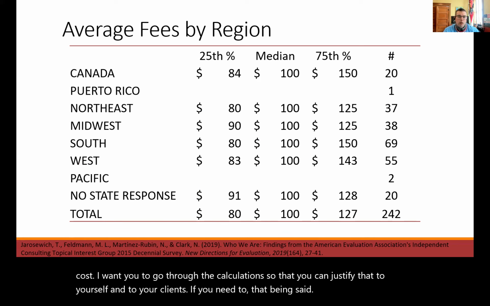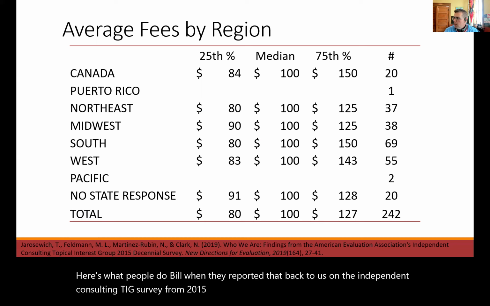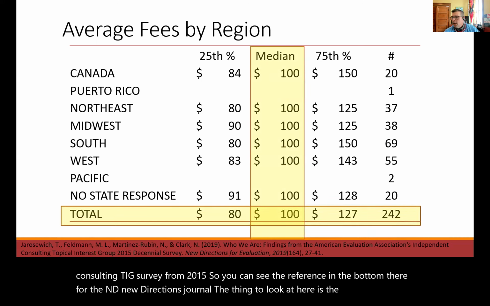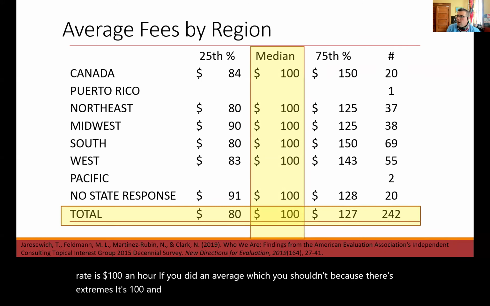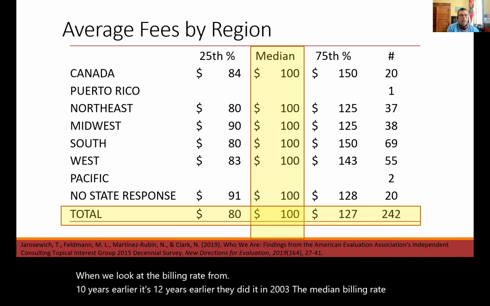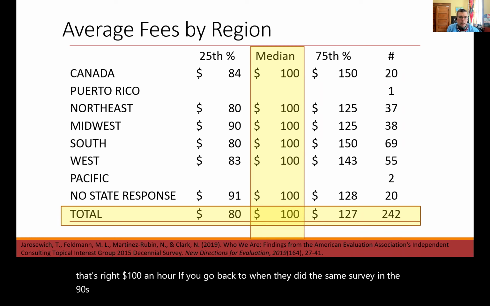That being said, here's what people do bill when they reported that back to us on the Independent Consulting TIG survey from 2015. You can see the reference in the bottom there for the New Directions journal. The thing to look at here is the median billing rate is $100 an hour. If you did an average, which you shouldn't because there are extremes, it's $125. What is fascinating about this is when we look at the billing rate from 12 years earlier, in 2003, the median billing rate was, that's right, $100 an hour. If you go back to when they did the same survey in the 90s, it was about $85 an hour.